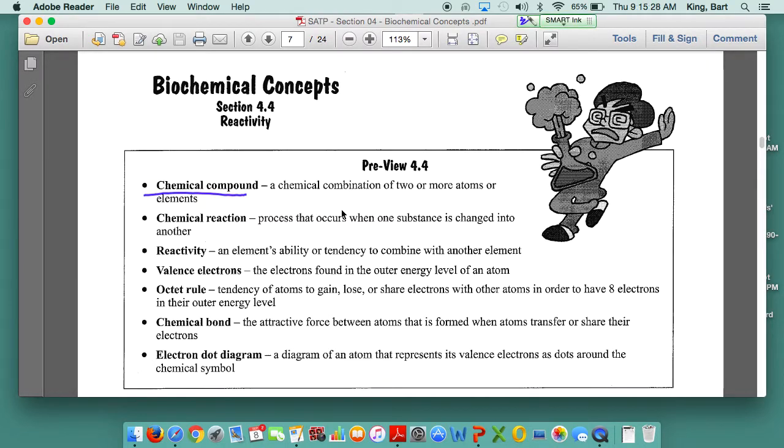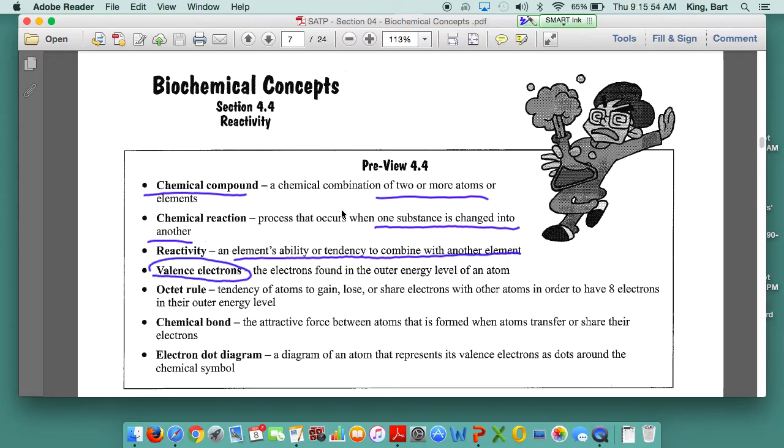All right, compounds. Simply a compound is just a combination of 2 or more atoms. A reaction is something that occurs when something is changed. Reactivity is its ability to combine with another element. How reactive is it? Sodium is very reactive with chlorine. Together they make salt, sodium chloride. So sodium is reactive with chlorine.